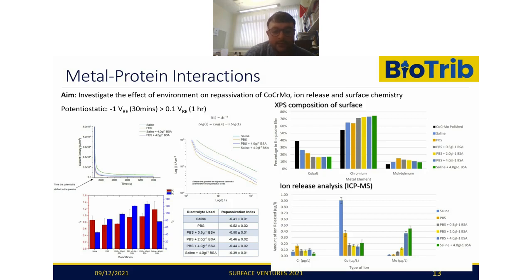And what we see here is that with the addition of proteins, we start to get a selective dissolution or an enhanced dissolution of the moly. And this is something that's not really being reported on. We usually assume that it's going to be cobalt or chrome because they're the dominant species. But what we find is that with the addition of these proteins, we start to get this predominant release of moly from these interfaces.